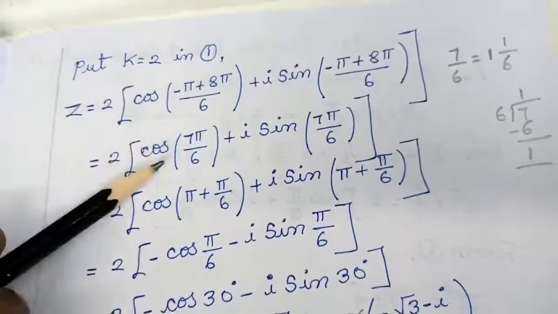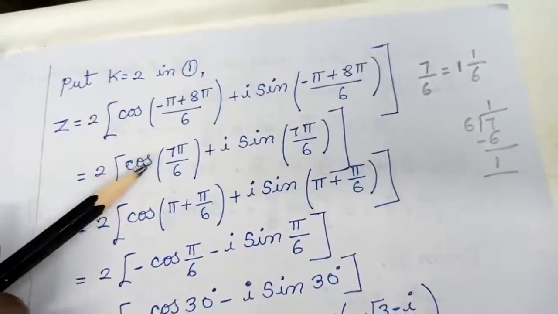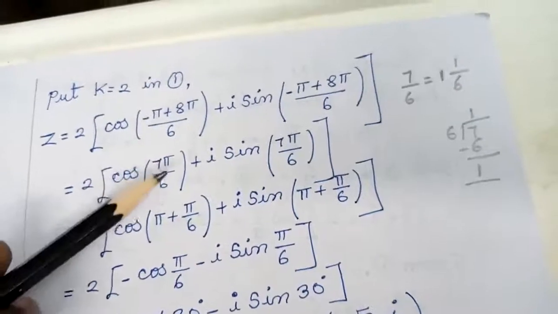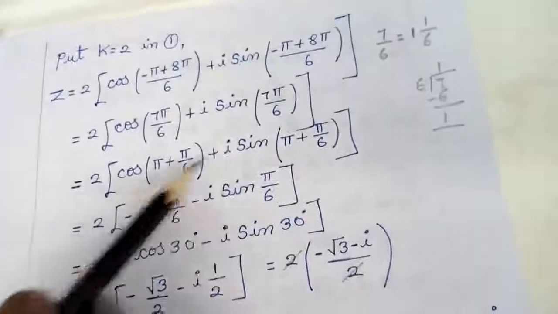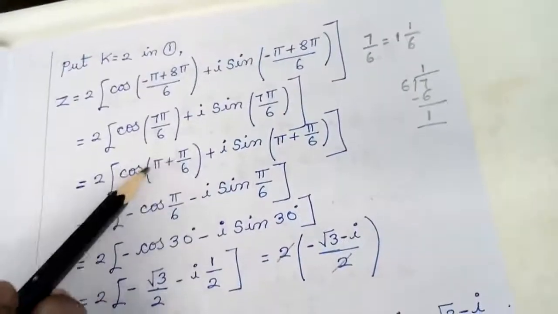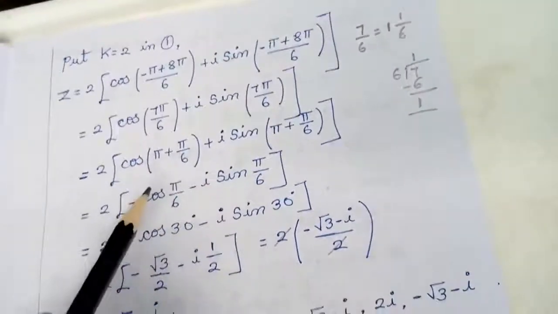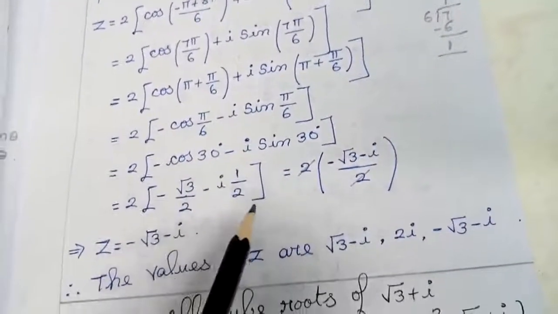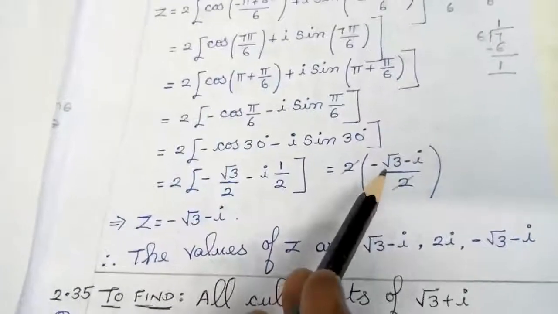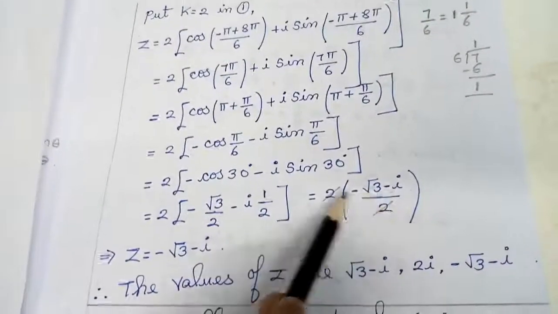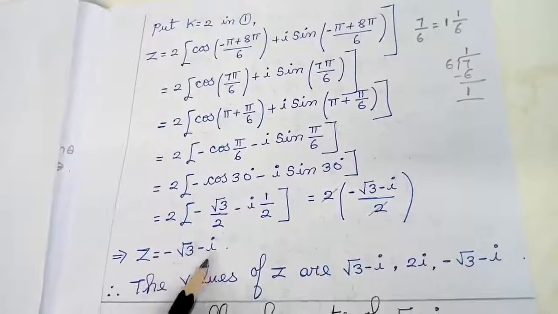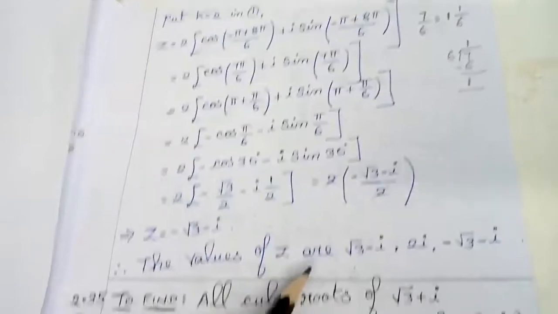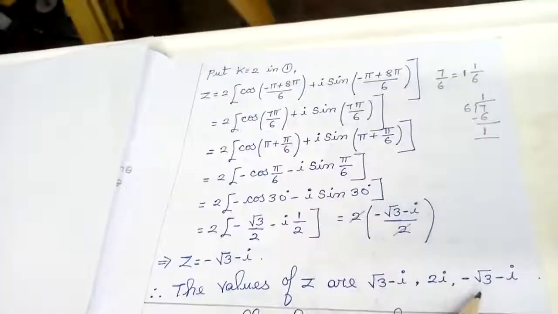Substitute here students, you will be getting a value like this. So you have to be very careful while you are doing the sum. Cos 7 pi by 6 plus i sin 7 pi by 6. Using the quadrant concept, you are going to calculate the value. That is, I am splitting this as pi plus pi by 6. After splitting, you are going to write the terms and simplify. You will be getting a value like this, that is minus root 3 minus i. The 2 will get cancelled. The final answer will be z equal to minus root 3 minus i. Therefore, you are going to get 3 values of z. They are root 3 minus i, 2i, minus root 3 minus i.